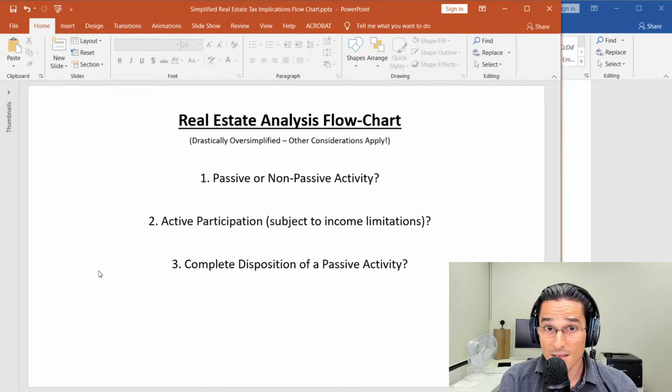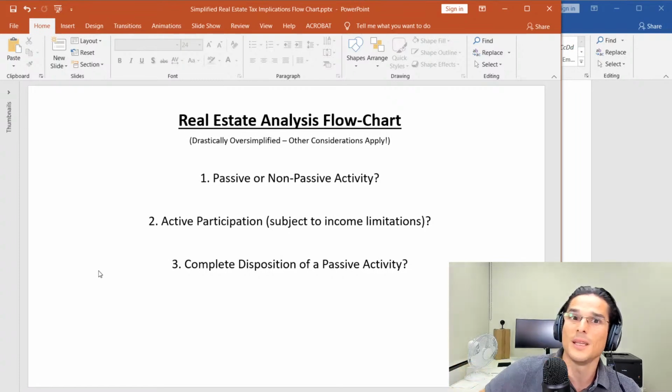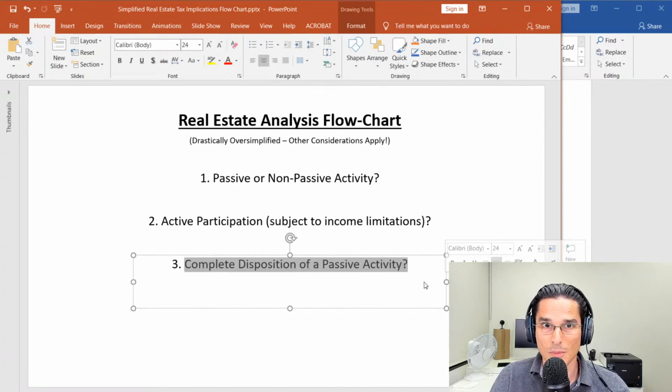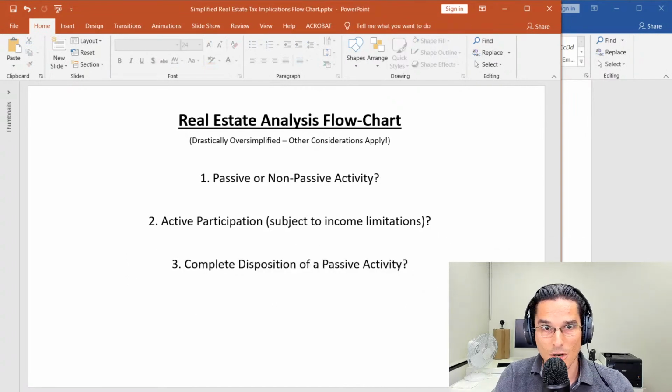Any remaining suspended passive losses, you can offset against non-passive income completely in a year where there's a complete disposition of the passive activity. All right, I'm trying to keep this as simple as possible, but really, in a year where you're going to completely sell the property, then really start thinking about the fact that any previously suspended passive losses are likely going to be released as well, and that's going to affect your tax situation in that tax year in which the disposition occurs.